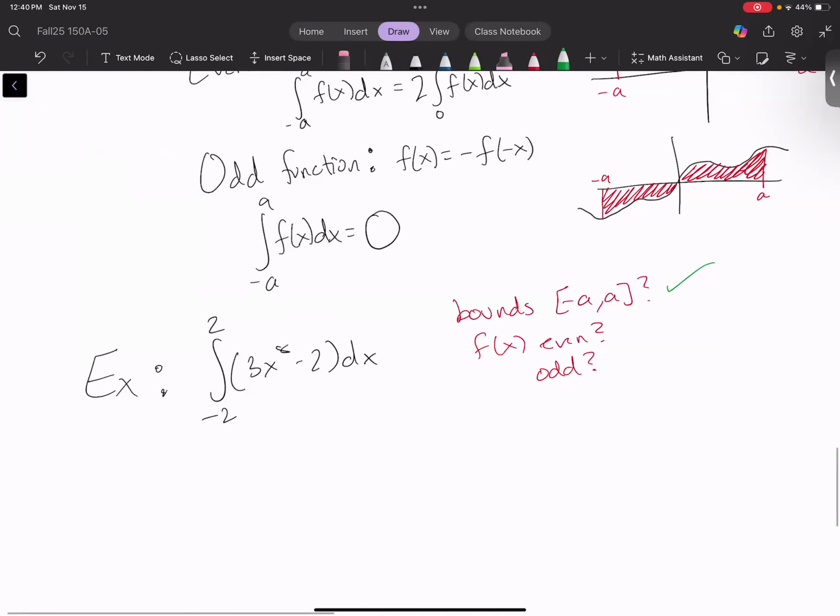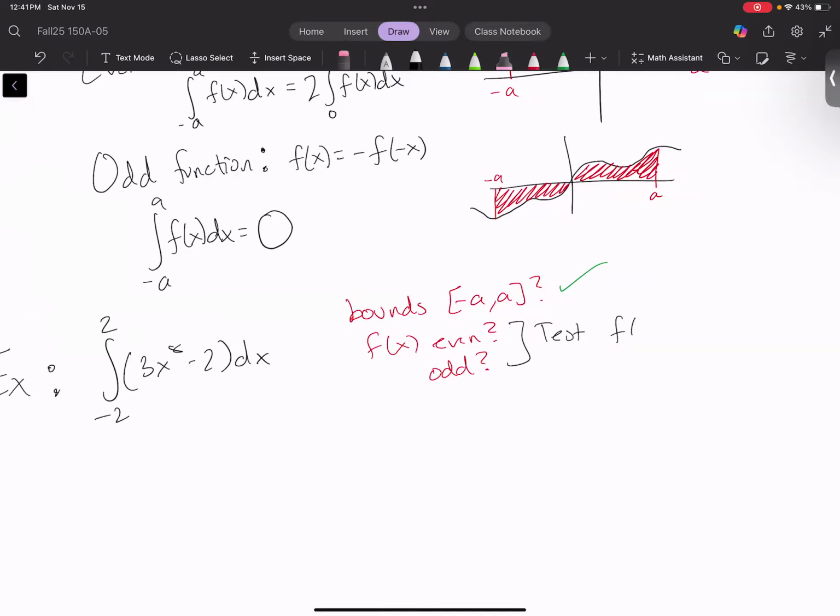Okay. So with polynomials, we can tell by just looking at the exponents of the powers. But generally, this is how you would tell. You test by plugging negative x into your function. So this is going to be 3 times negative x to the 8th minus 2. Wherever you see x in your function, you replace it with parentheses negative x and then simplify. So negative x to the 8th.